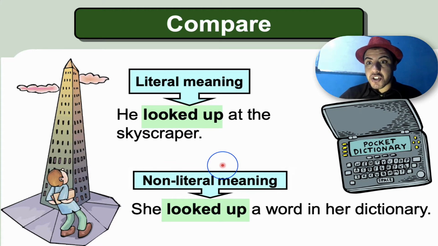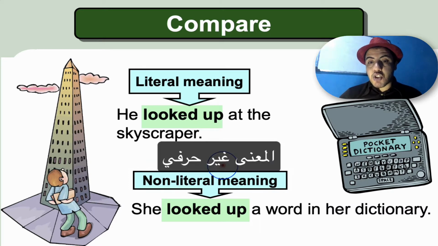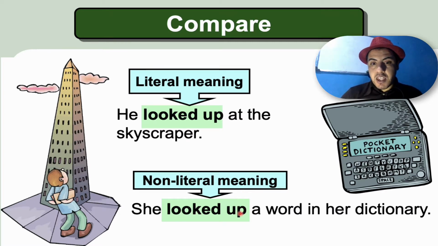It means to search. So when we say she looked up a word in her dictionary, it means that she searched a word in her dictionary. So here we have non-literal meaning. What does non-literal meaning mean? It means that if you know what look means and what up means, it doesn't give you the meaning of look up. It means that look up has a different meaning. What is this meaning? It means that she searched a word in her dictionary.